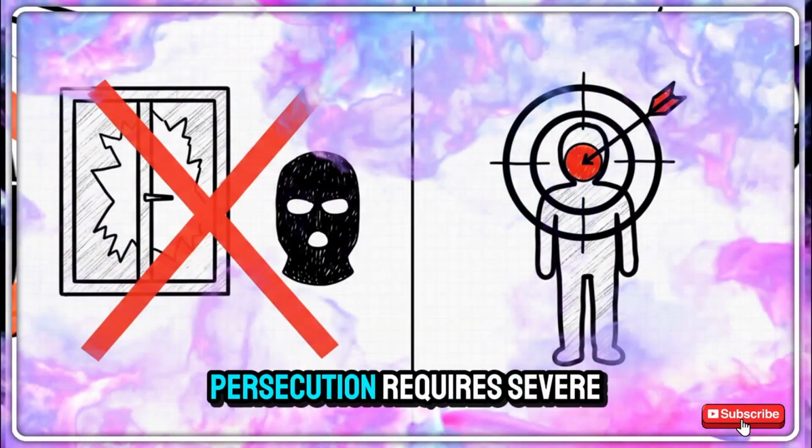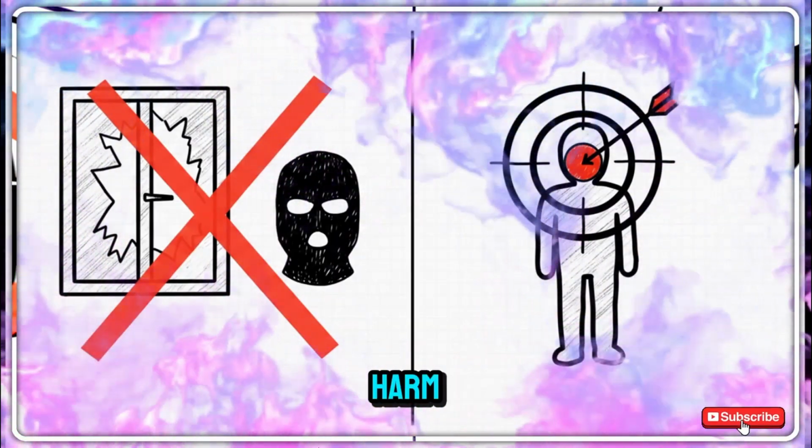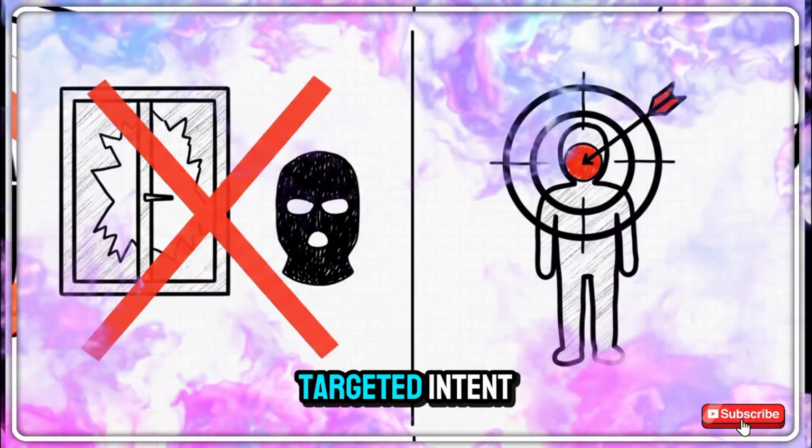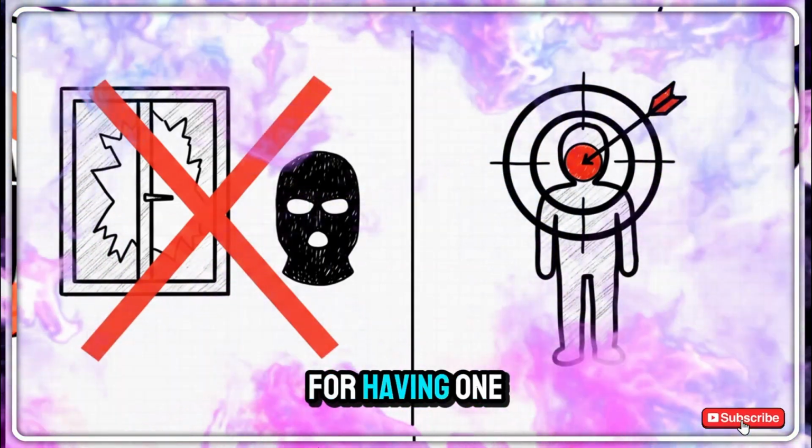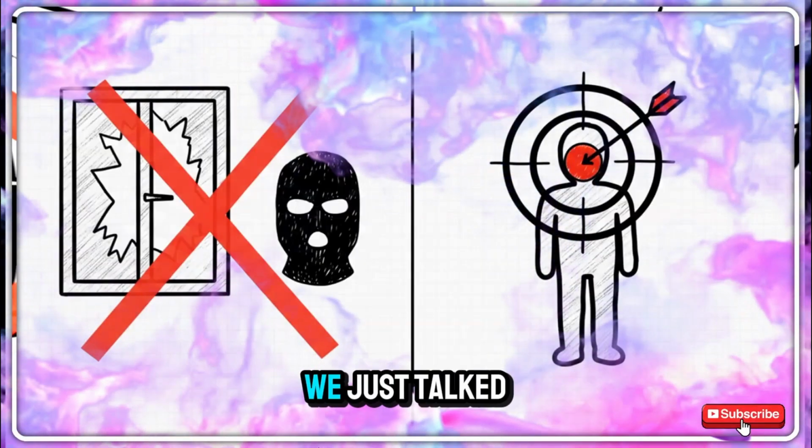Legally speaking, persecution requires severe harm that is inflicted with the specific targeted intent to punish someone for having one of those 5 protected characteristics we just talked about.